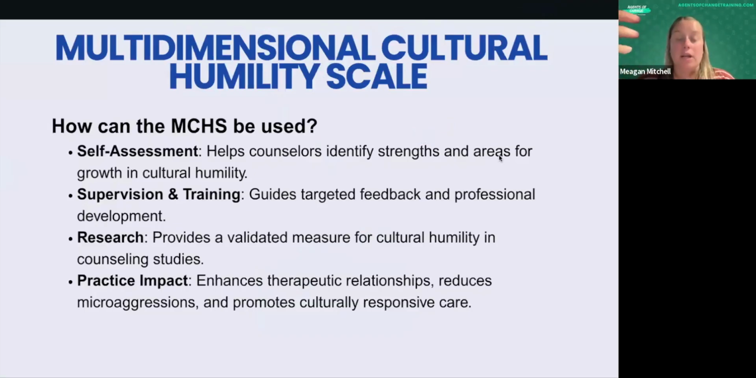It's validated, so it is backed by research. It's not just someone deciding to make up these questions. It has been validated. And why we should use this, the goal and the hope and the research is showing that it enhances our relationships with clients, specifically those from different backgrounds than us. It reduces our microaggressions, and it's going to be more culturally responsive. That's what we want for our clients, right? And we're being really mindful and really targeted in how we do that. So I will share that with you all a little bit later.